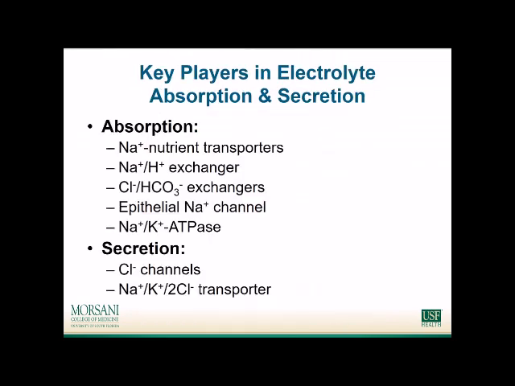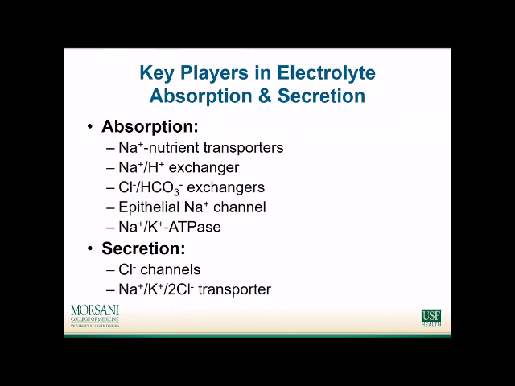Okay, so here are some of the key players that are involved with electrolyte absorption and secretion. If we consider what's going on with absorption, there are several transporters present on both the apical and the basolateral membrane of those epithelial cells that allow us to bring in sodium and then have paracellular movement of chloride and water that follows. And so there are, in the proximal part of the small intestine, sodium nutrient transporters. So there's sodium-dependent glucose uptake, there's sodium-dependent amino acid transporters. And so we'll look at some of those.